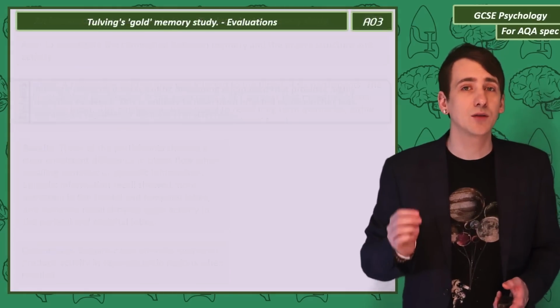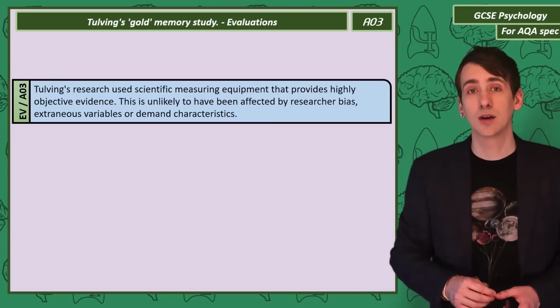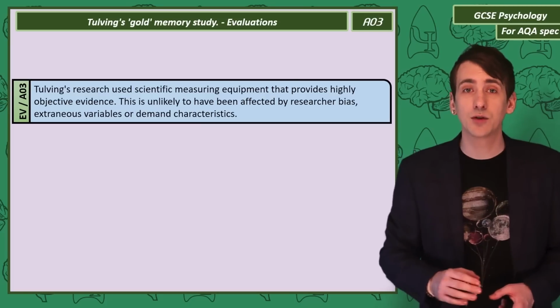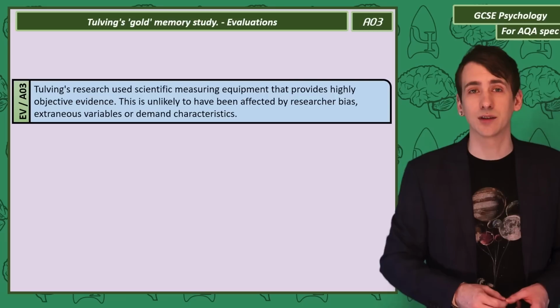The use of an objective scientific measuring device, the PET scanner, under laboratory conditions provided strong evidence for Tulving's theories about long-term memory. These results are unlikely to be affected by researcher bias, extraneous variables, or demand characteristics.